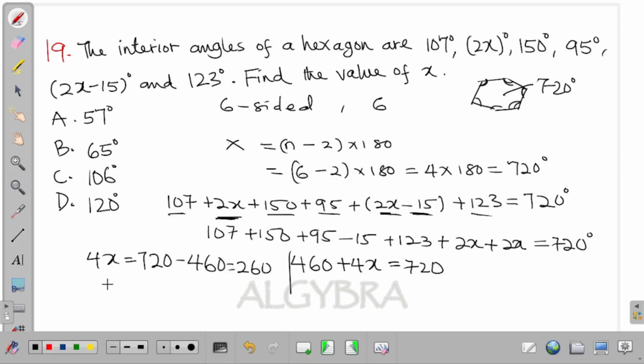Okay, so the value of x is going to be equal to dividing here by 4, dividing here by 4. So x is going to be equal to 260 over 4, which is the same as, if I go here, 26 is going to be 6 times, and then the 2 here is going to be equal to 20, so 5. I'm going to have it to be equal to 65 degrees. So x is going to be equal to 65 degrees.